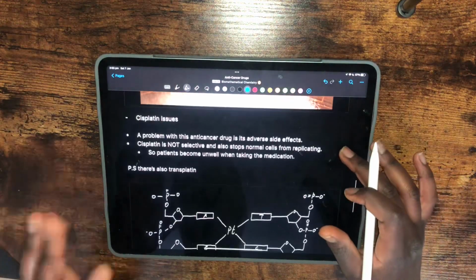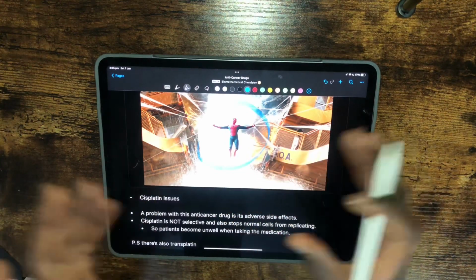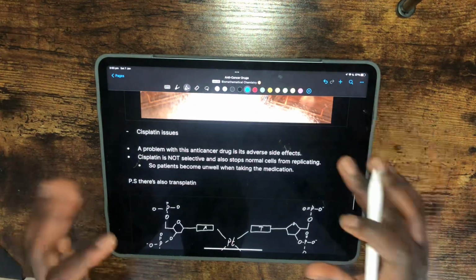Alright, so cisplatin issues. Now, there are issues with cisplatin. So if this example, you didn't get this part here, but I just tried to, I don't know, make it interesting. Maybe you could kind of get that point.